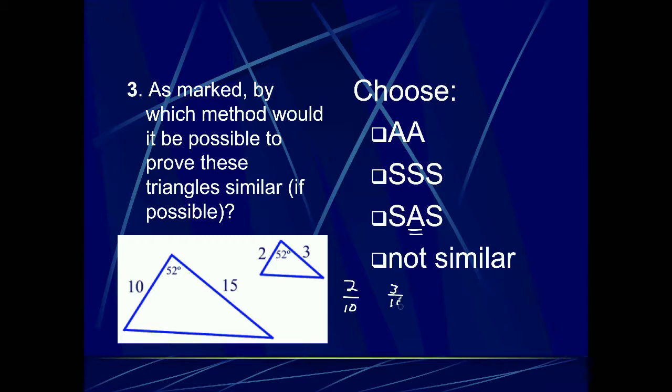Are these ratios equal? In other words, is it proportional? 2 over 10 reduces to 1/5, and 3 over 15 also reduces to 1/5. So because the included angles are congruent, and the two sets of sides are proportional, it is side-angle-side. And that is how we work with similar triangles and how we prove triangles are similar. We have angle-angle, side-side-side, and side-angle-side.